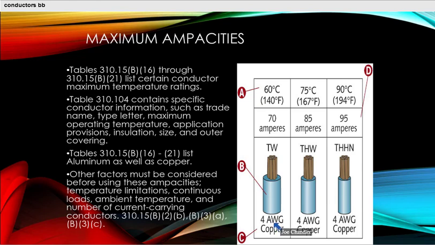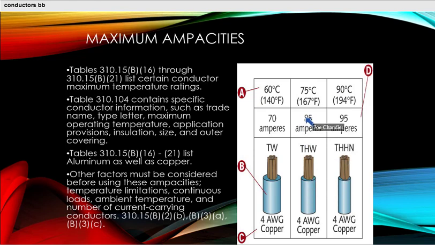Now this says that we have a number 4 AWG, that stands for American wire gauge. So I have the same amount of copper in each one of these examples, but look at how much current each one can carry, and look at the temperature rating associated with the insulation on each conductor here.